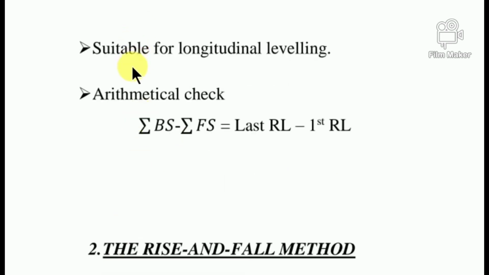Then this is height of instrument. This is suitable for longitudinal leveling. And we have an arithmetical check in height of instrument, that is summation of backsight minus summation of foresight. This should be equal to our last RL minus first RL.